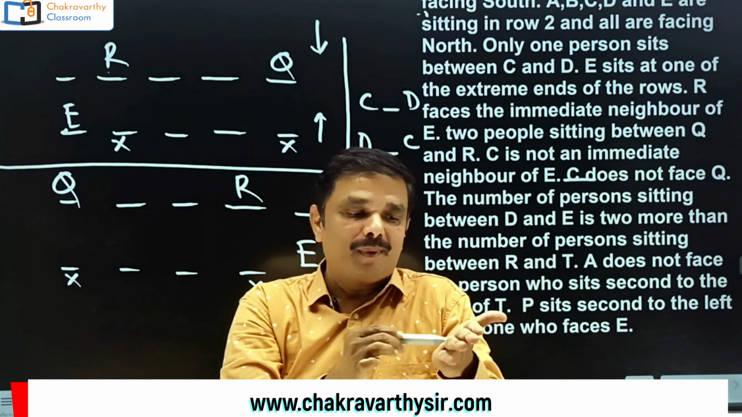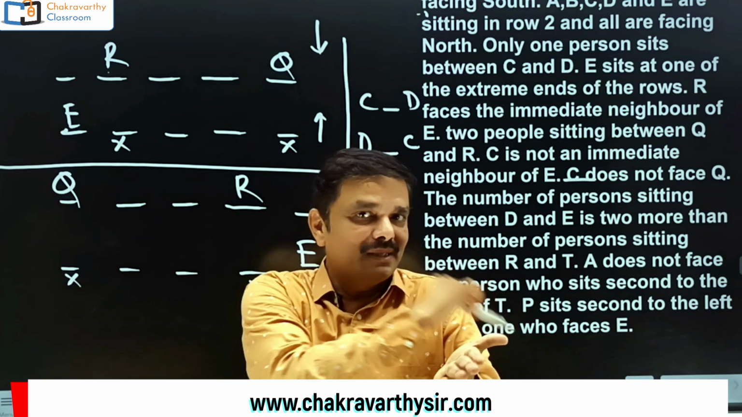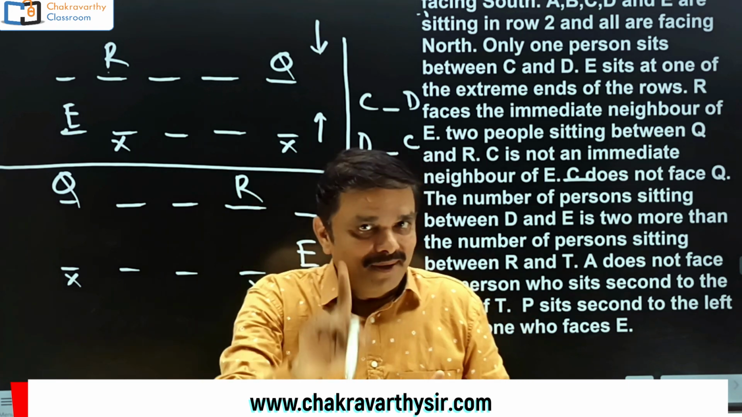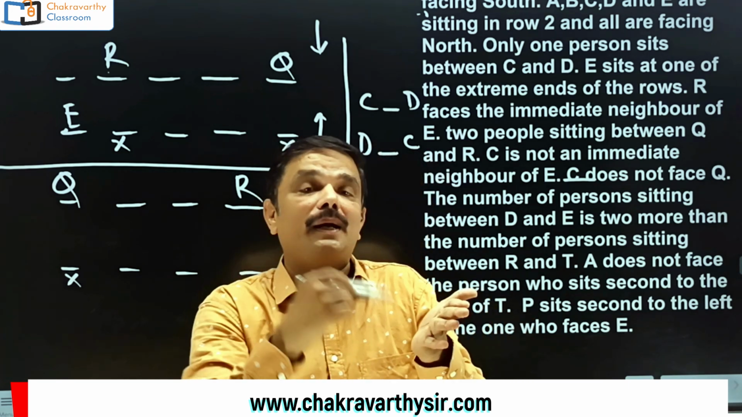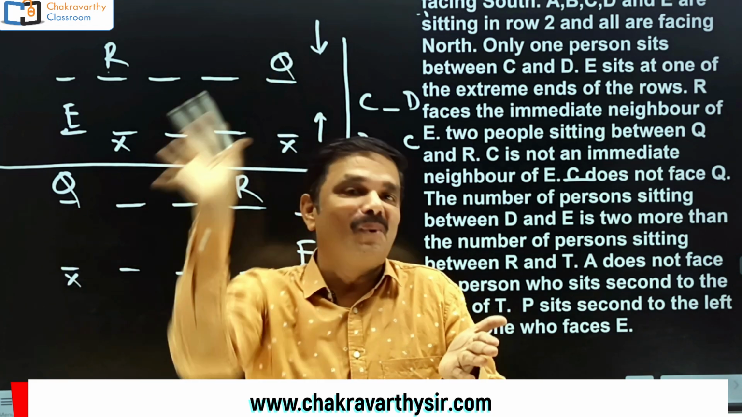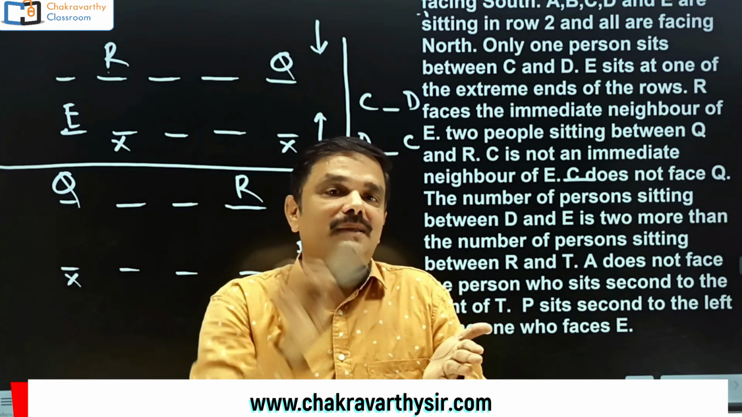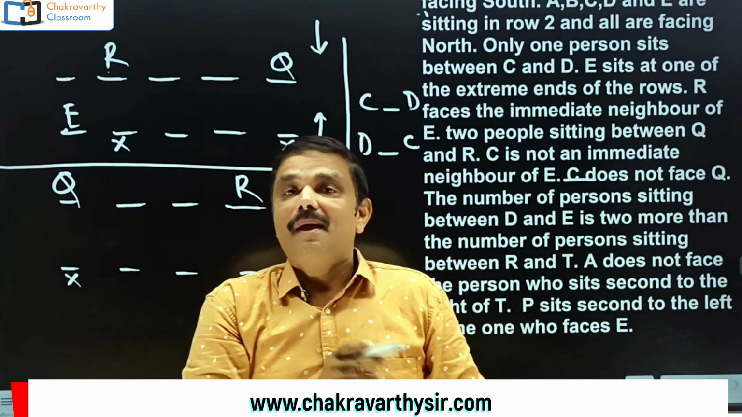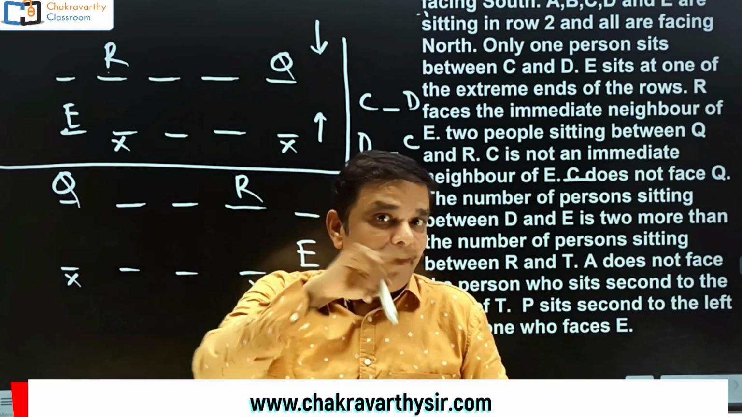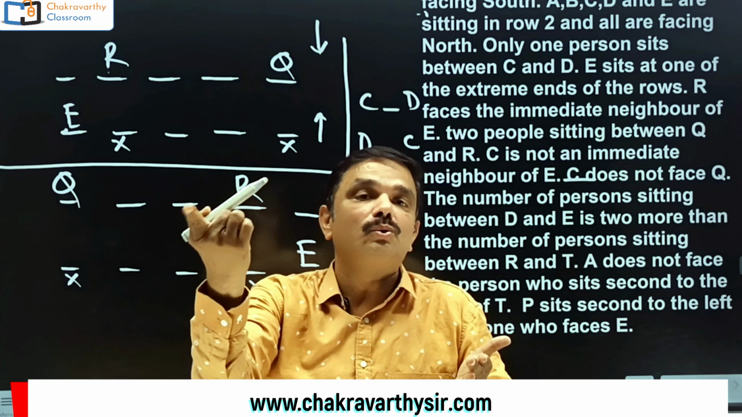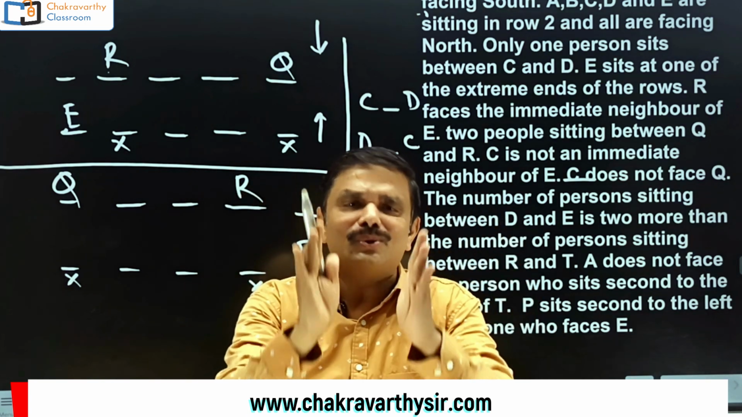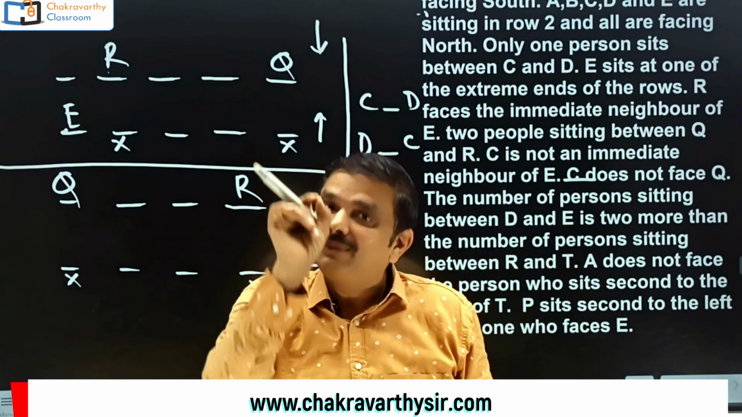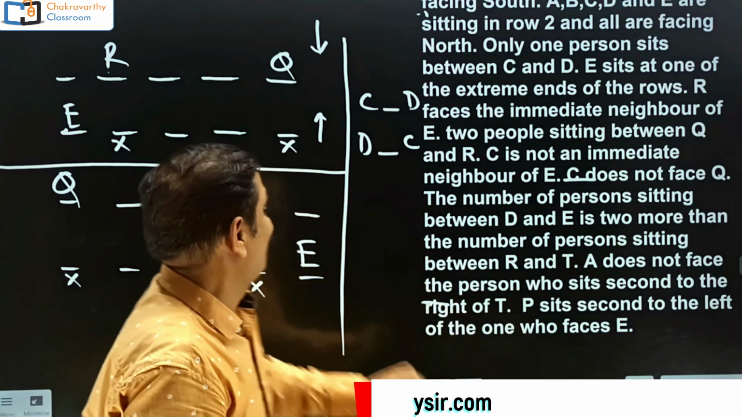When there are 0 persons between R and T, to fulfill this condition, between D and E there must be 2 persons, because the number of persons between D and E is 2 more than the persons between R and T. Suppose between R and T 0 persons, between D and E definitely 2 persons. Between R and T only 1 person, then between D and E 1 plus 2, 3 persons must be there. This is the way. Okay, so that point is not applicable here for this question, but still your thinking is in that way. Alright, now you go for this one, students.